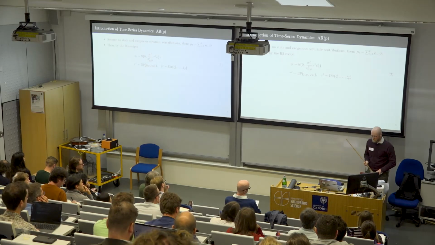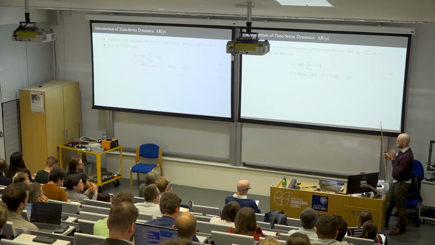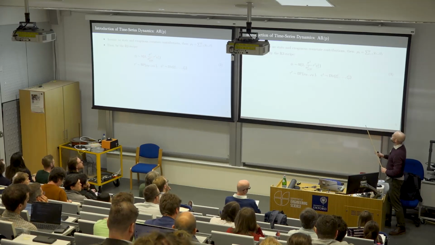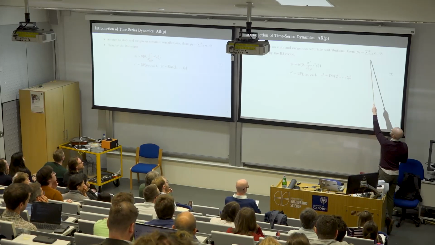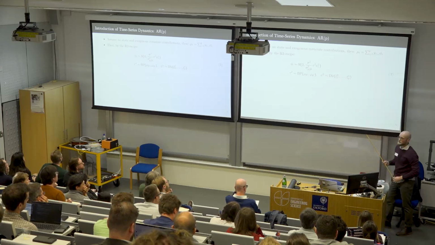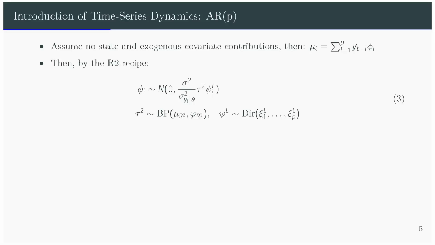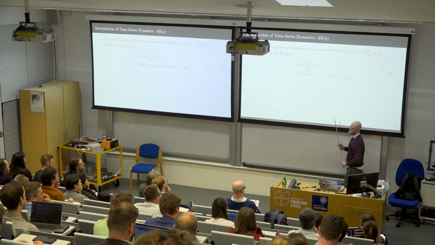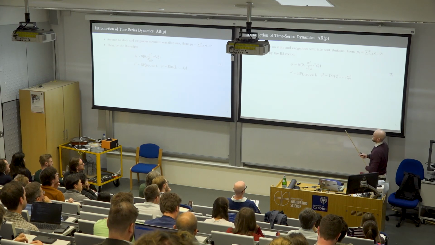All right, so let's make it more specific to the AR model. In this case, the linear predictor term is just the past observations with unknown coefficients phi. If we follow this R squared recipe, so if we derive what the R squared looks like and formulate the implied distributions on the scales, we will find, and this is very similar to the previous literature, that the global prior scale will follow a beta prime distribution. This just comes by a change of variables.